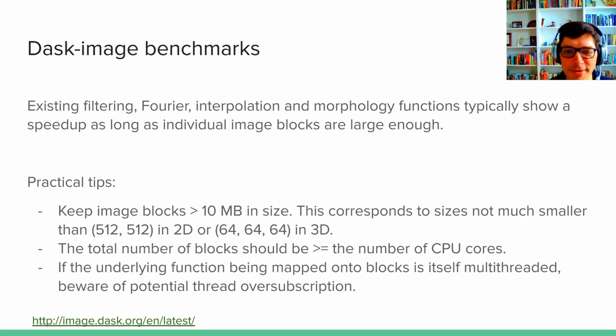Just some practical tips in getting good performance: the image blocks themselves need to be somewhat large in size, at least on the order of 10 megabytes or so, so basically not smaller than say 512 squared in 2D or maybe 64 cubed in 3D. And ideally you want the total number of blocks to be larger than or equal to the number of CPU cores. And a final consideration is if the function you want to call in a blockwise fashion is itself also multi-threaded, you may want to see about disabling that multi-threading so that you don't suffer from thread oversubscription, having many more threads allocated than the number of processors.